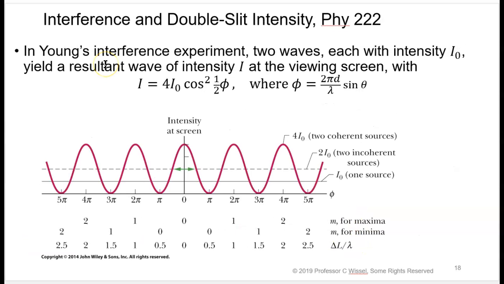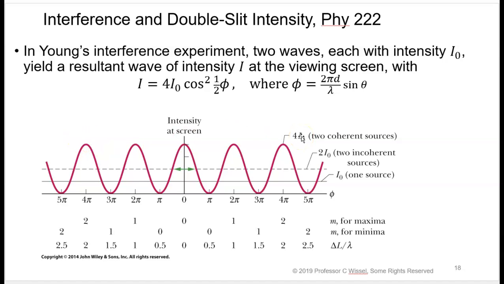You can rewrite that for Young's interference experiment. These two waves, each with intensity I naught, will yield a resultant wave intensity I at the viewing screen with I equals 4 I naught times the cosine squared of 1/2 phi, where phi is 2 pi d over lambda times the sine of theta. Now that will result in a pattern that looks like this. Okay, now the peaks of this are 4 I naught.